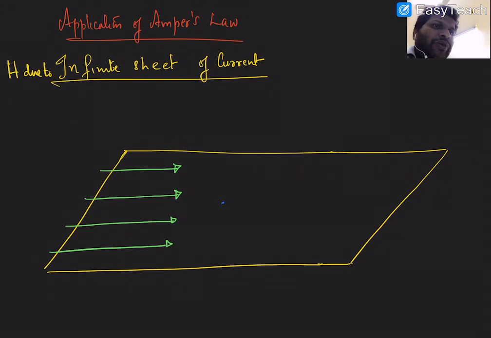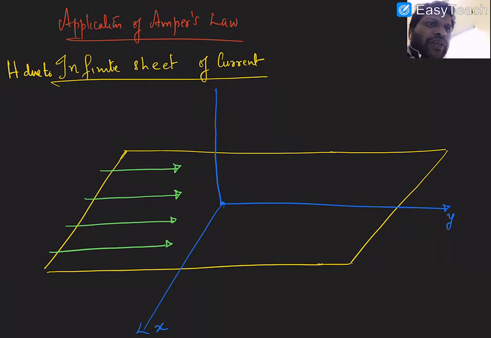So this is my origin. This can be the y direction, this is the x direction, and this is my z direction. The unit vector in the direction of y is ay, the unit vector in the direction of x is ax, and the unit vector in the direction of z is az.